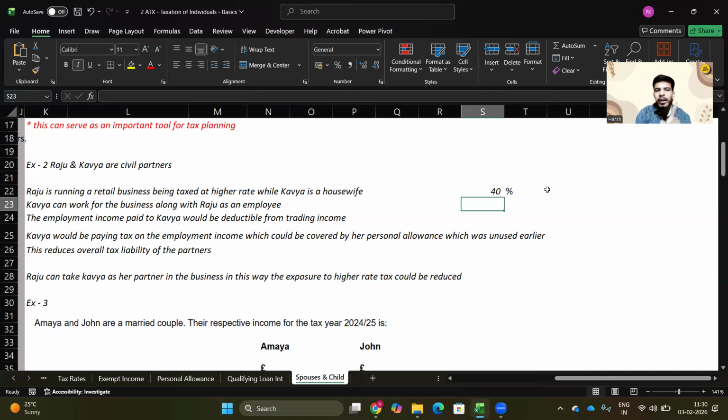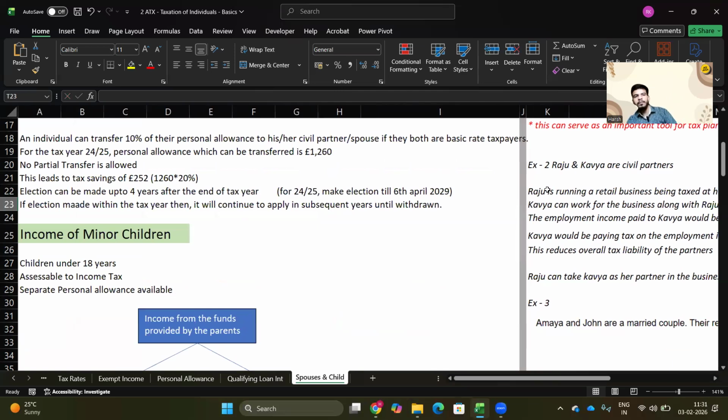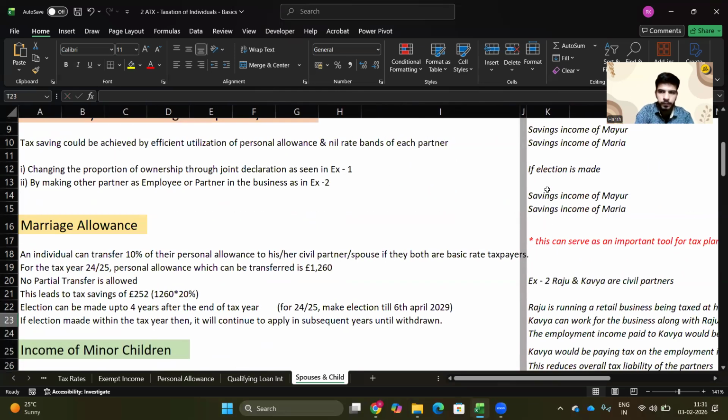So Raju can take Kavya even as a partner in the business. In a way, the exposure to higher rate tax could be reduced. So he would want to fall into the 20% band as much as possible. Both partners should fall into the 20% band instead of one partner having no income and one partner bearing high taxes. Okay, I hope it's clear till now.